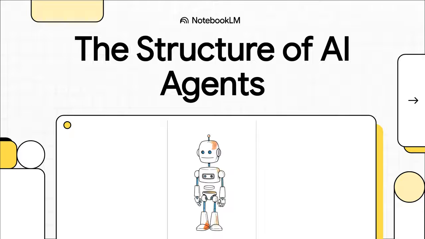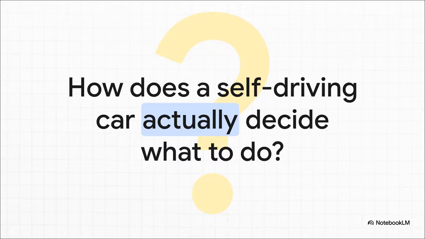All right, today we are going to go under the hood of artificial intelligence. We're not just going to talk about what AI does, we're digging into how it's actually built from the ground up. We're talking about the blueprint, the very architecture that lets a machine see, think, and act in our world. So let's take a self-driving car.